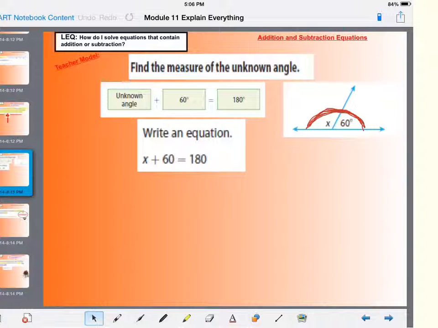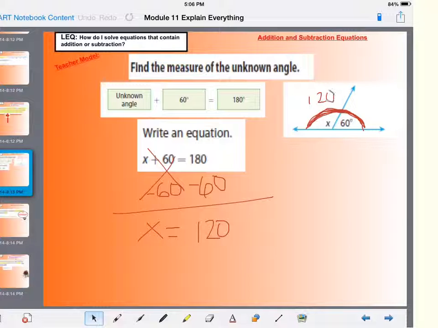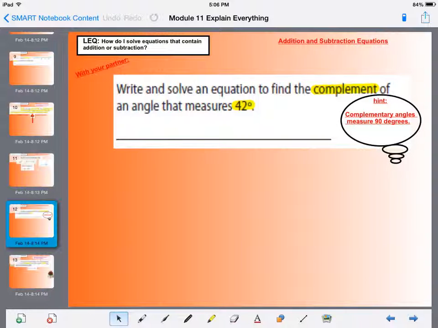So with my equation, x plus 60 equals 180. I'm going to do the inverse of plus, which is minus 60 on both sides. That cancels this out, leaving me to solve for x equals 120 degrees, which makes sense. If I plug in 120 degrees here plus the 80 degrees, plus the 60 degrees here, that gives me a full straight 180 degrees.